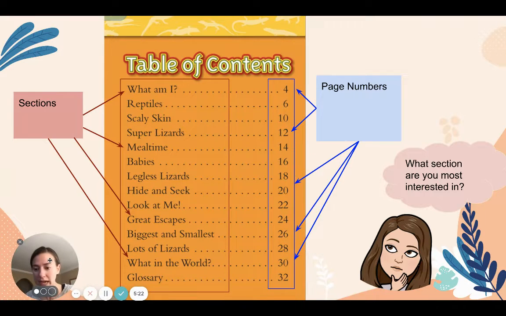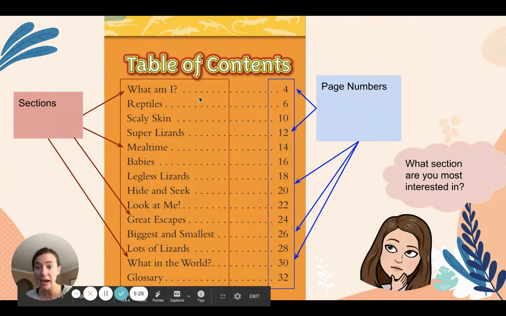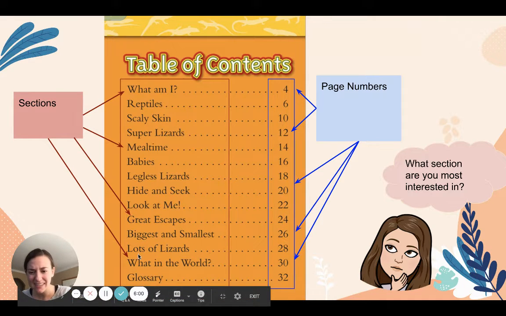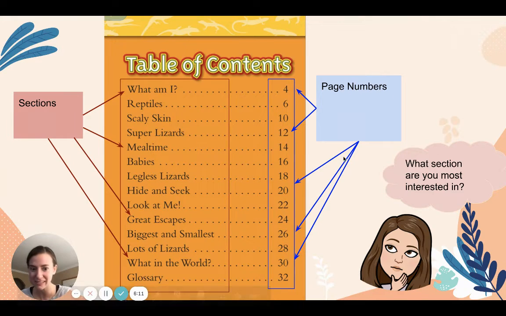So I might take a look at this table of contents. Remember, here are our sections and here are our page numbers. So let's read through the sections and see, what am I most interested in reading about? Reptiles, scaly skin, super lizards, mealtime. Wow, I don't know what lizards eat, and I'm really interested to find out more. Let's keep reading. Babies, legless lizards, hide and seek, look at me, great escapes, biggest and smallest, lots of lizards. What in the world? Some really interesting ones, but I think I'm most interested in mealtime because I want to learn about what lizards eat.